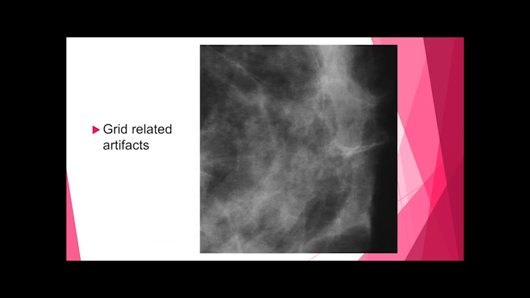Now this is grid related artifacts. It didn't oscillate correctly. You could start seeing lines on the images. Hair, this is a very common type of artifact. Deodorant, see how subtle it is? You definitely have to magnify to see the deodorant. So you ask the patient, all right, do you have any deodorant on? They say no. Did you put any deodorant on today? No. Well, guess what?